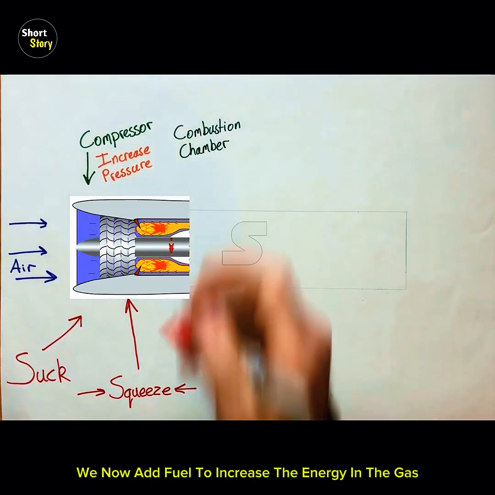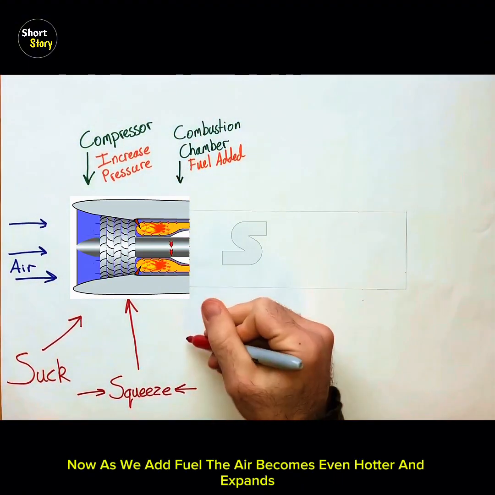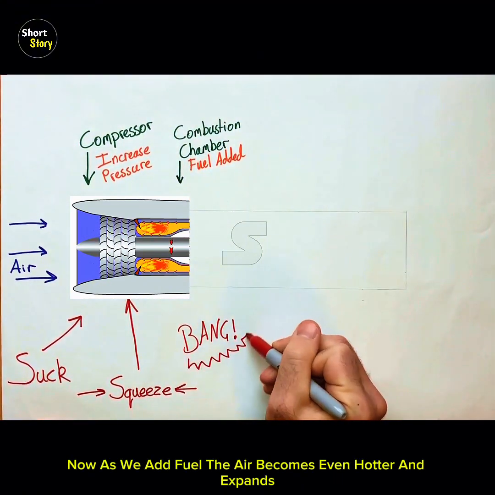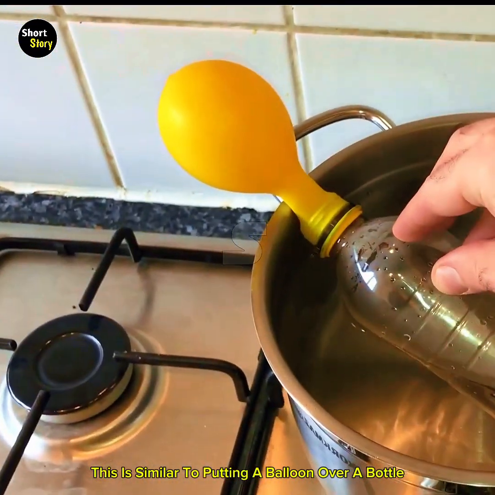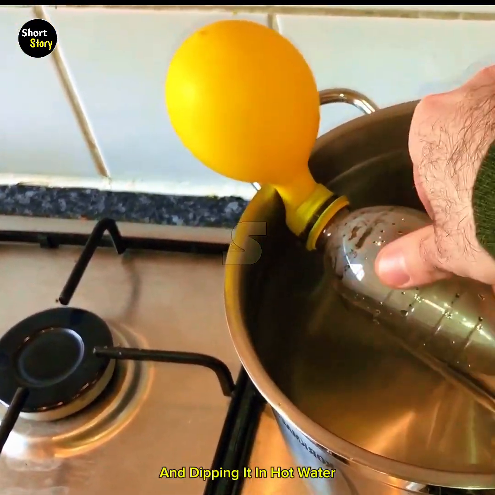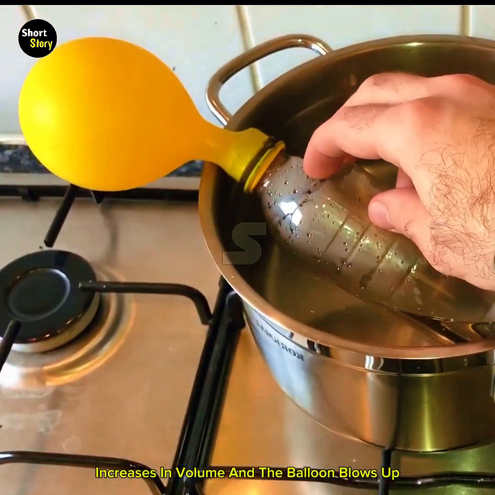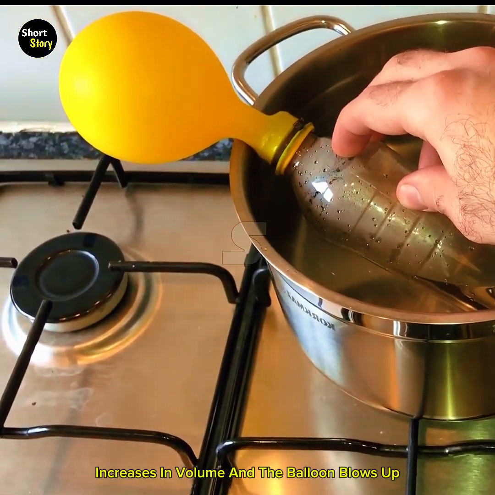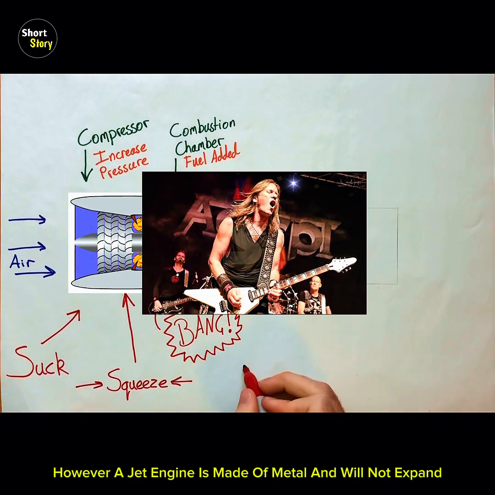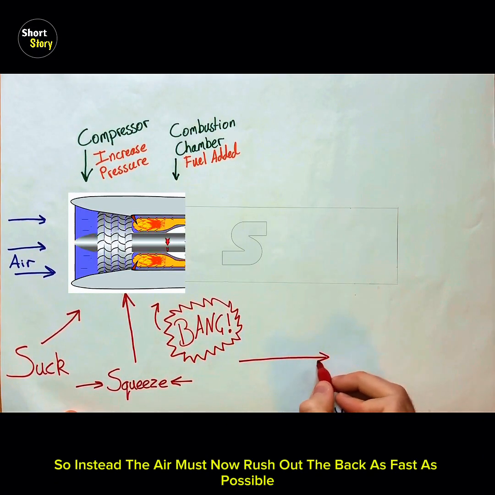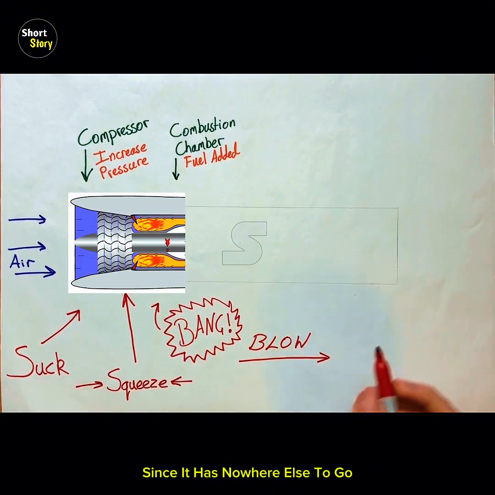We now add fuel to increase the energy in the gas. Now, as we add fuel, the air becomes even hotter and expands. This is similar to putting a balloon over a bottle and dipping it in hot water. As the air warms up, it expands, increases in volume, and the balloon blows up. However, a jet engine is made of metal and will not expand. So instead, the air must now rush out the back as fast as possible, since it has nowhere else to go.